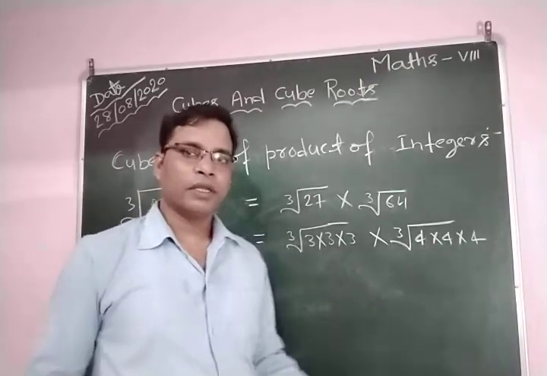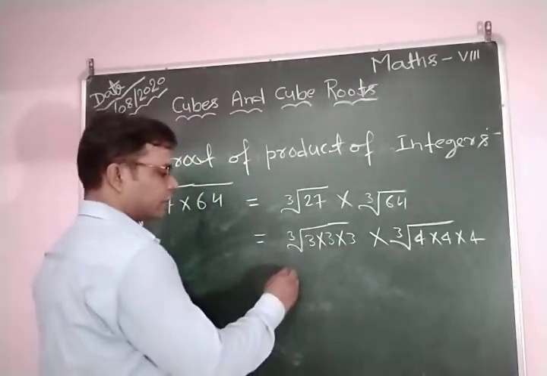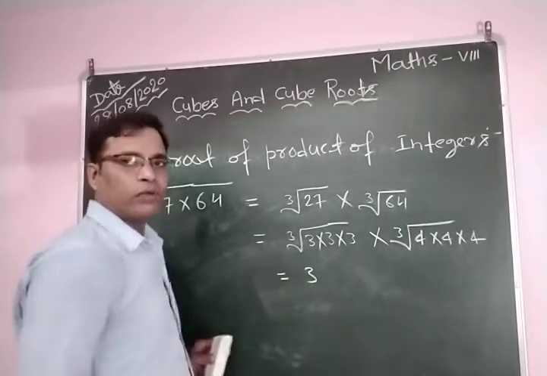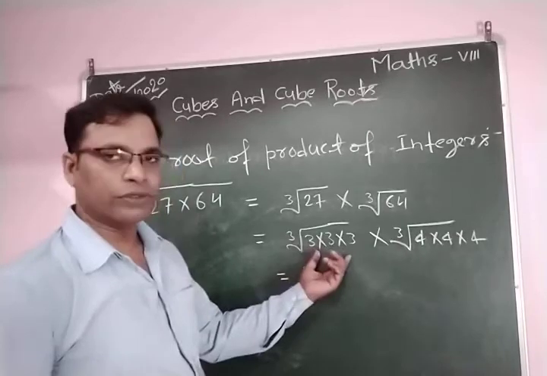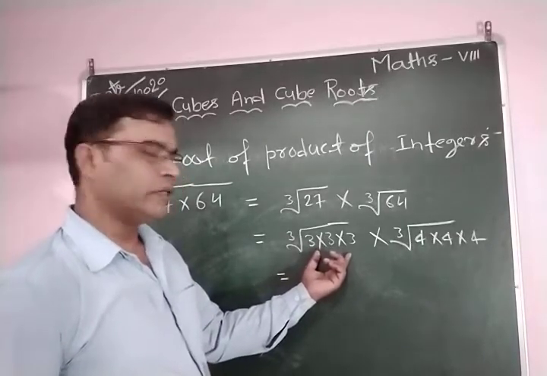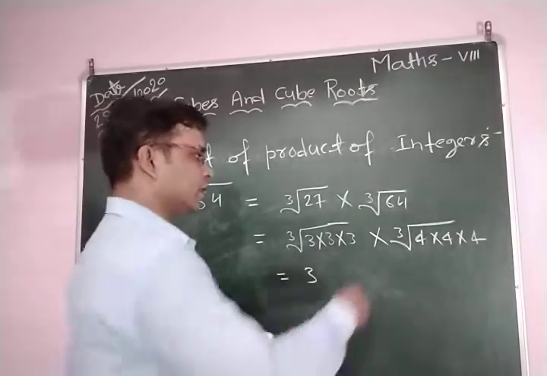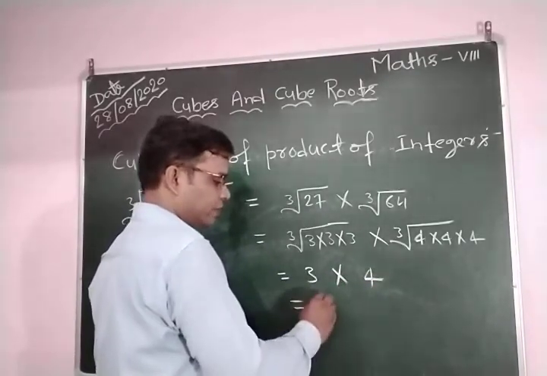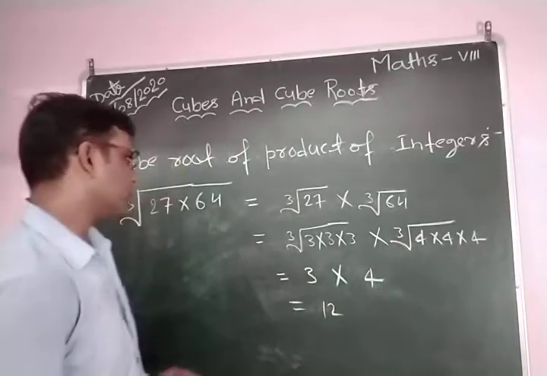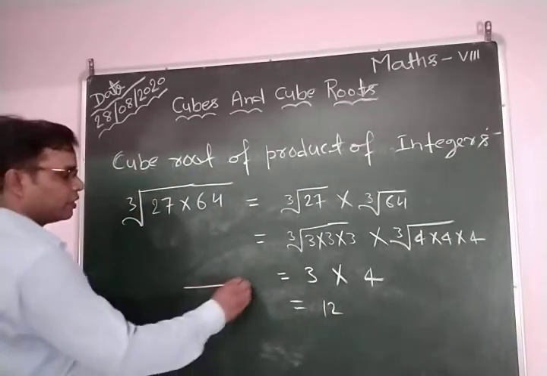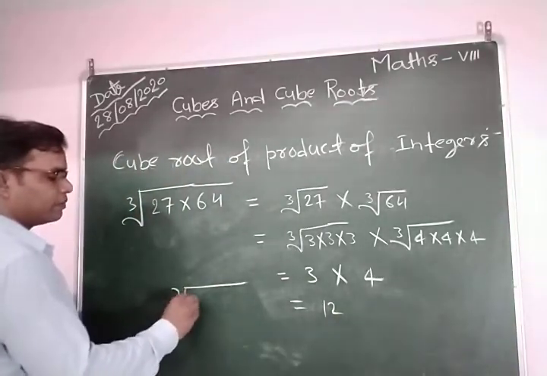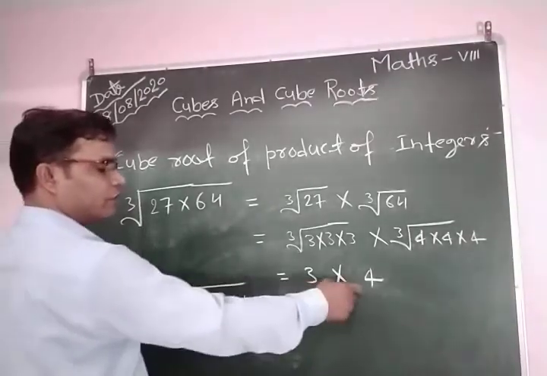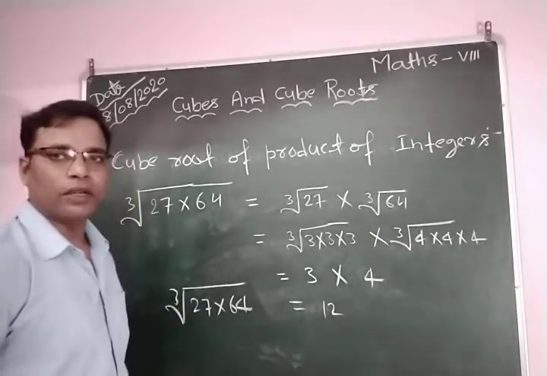Okay, so you can write here 3. We can take one prime number from each group triplet. So you take here 3 and into, you take here 4. So 3 into 4 is 12. Okay, so you can find the cube root of the product of two integers 27 into 64. This is equal to 3 into 4. This is equal to 12.